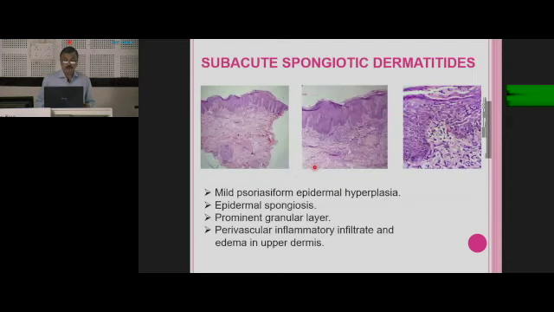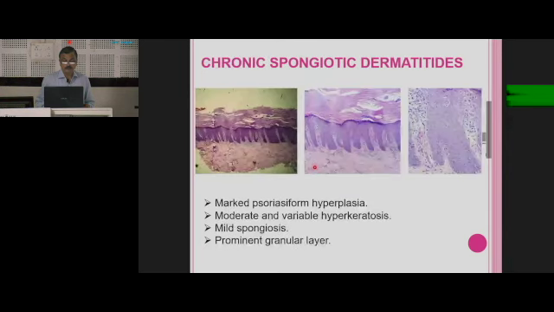The subacute and the chronic spongiotic dermatitis is grouped in this group of psoriasiform dermatoses because there is a hyperplasia of the epidermis. Moderate and variable hyperkeratosis is there and mild spongiosis. The spongiosis is not a feature of psoriasis, but because of the epidermal hyperplasia, the chronic spongiotic dermatitis and the subacute spongiotic dermatitis are grouped in this particular psoriasiform dermatitis. Here you can get the prominent granular layer.